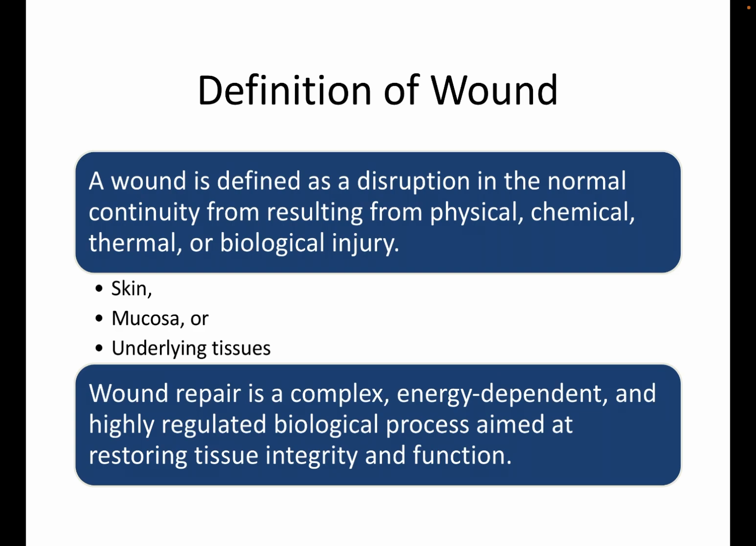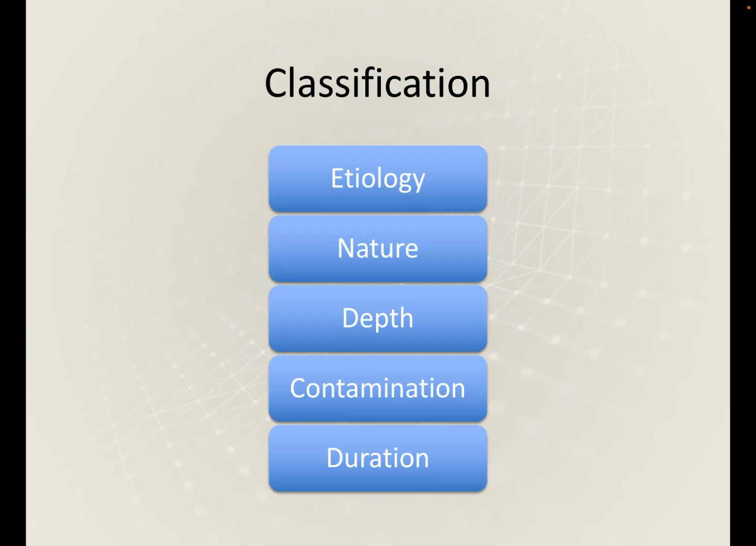So what is the definition of a wound? A wound is defined as a disruption in the normal continuity resulting from physical, chemical, thermal or biological injury in the skin, mucosa or underlying tissues. Wound repair is a complex, energy dependent, highly regulated biological process aimed at restoring tissue integrity and function. So a wound is classified based on etiology, nature, depth, contamination as well as duration.